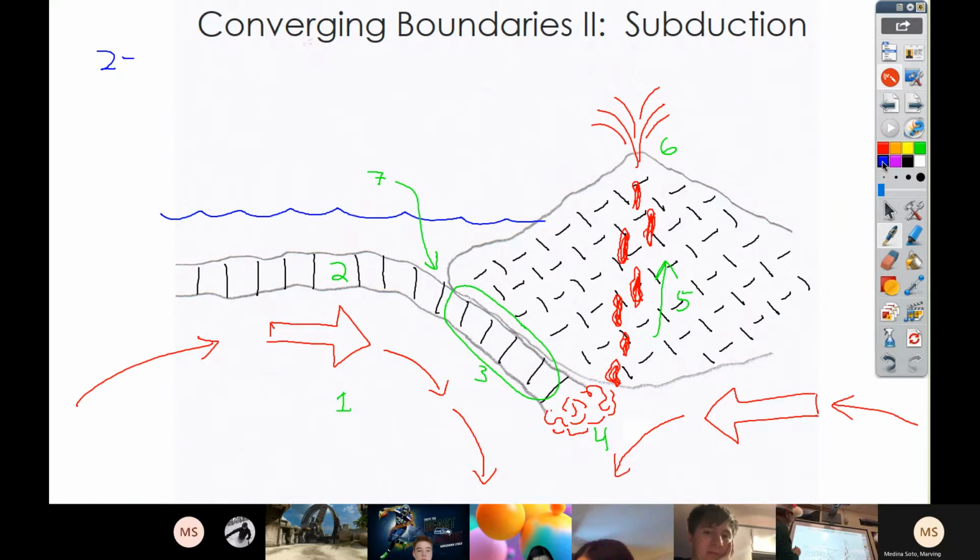Step 2. So this one is going to have to do with the ocean plate getting pushed underneath the continental plate. And perhaps you remember that the reason that the ocean plate goes under is because it's more dense. It's heavier material.